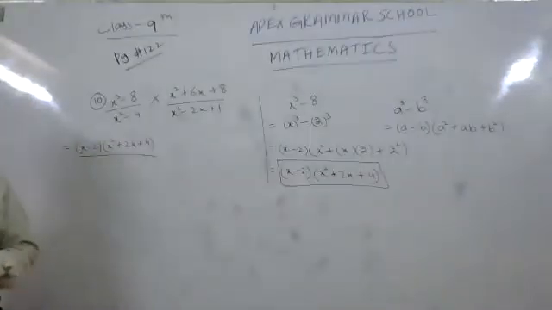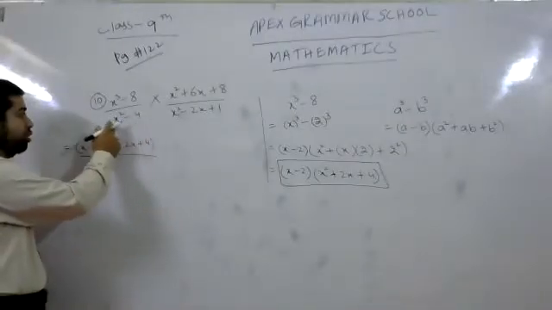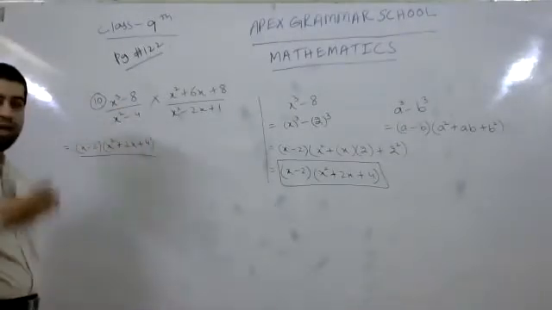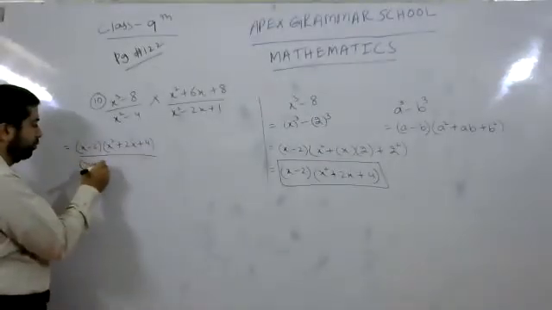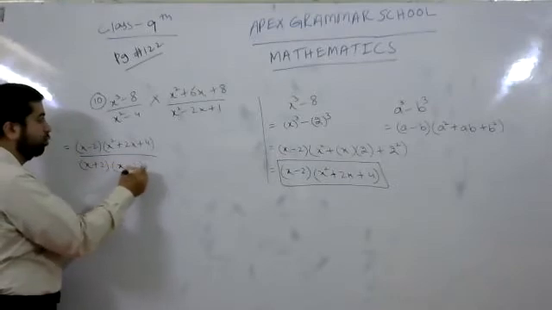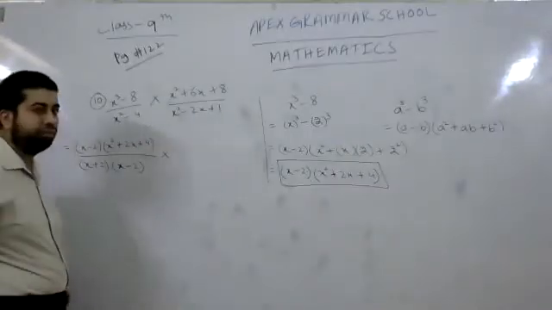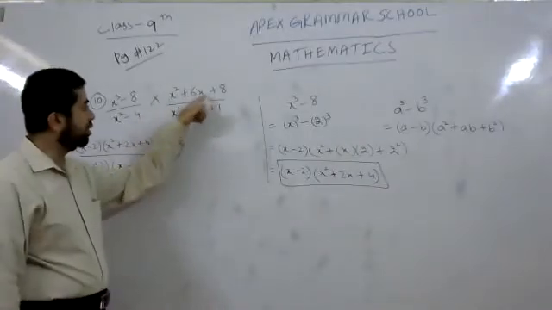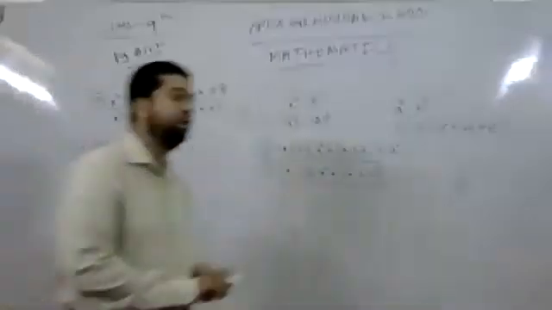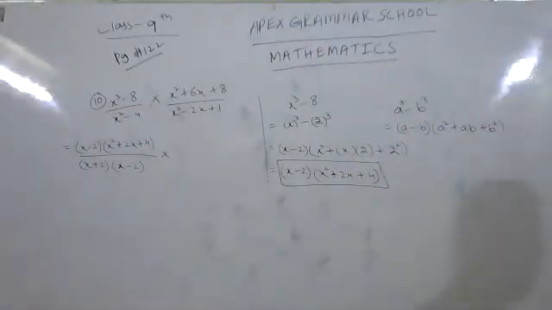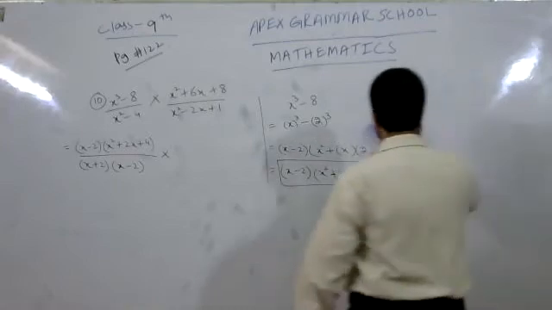Recall it within your mind. What we need to write here? That is x square minus 4, that is x square minus 2 square, which is x plus 2 into x minus 2, that is x plus 2 and x minus 2. After that, the multiplication side. Now, x square plus 6x plus 8. Again, we need to do some factorization here. We need to write it in factorized form.